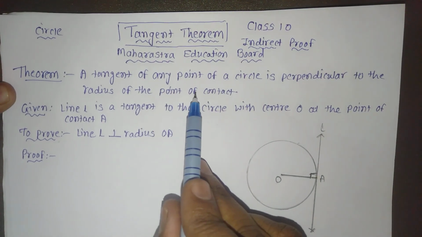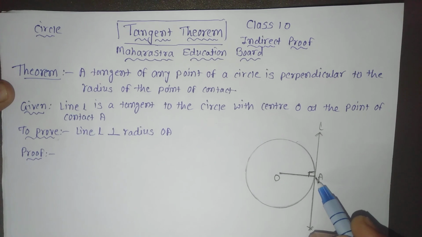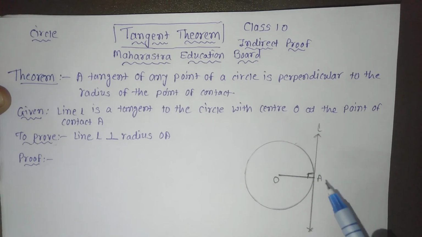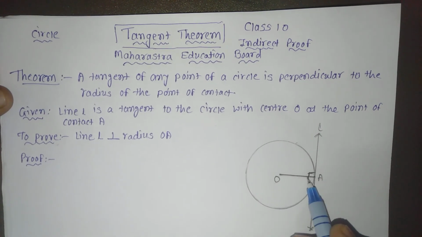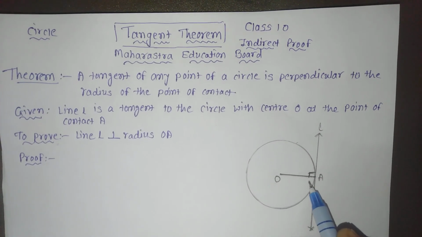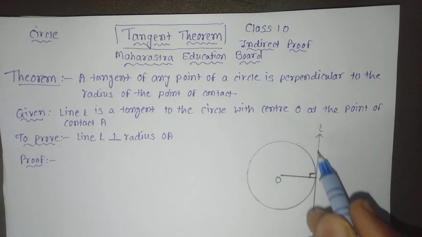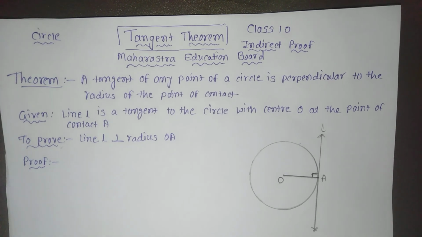A tangent at any point of a circle. You can see the point is A. The tangent L at point A is perpendicular to the radius. OA is a radius. So what we have to prove? The radius of this circle is perpendicular to the tangent. This is the tangent theorem. What is given?